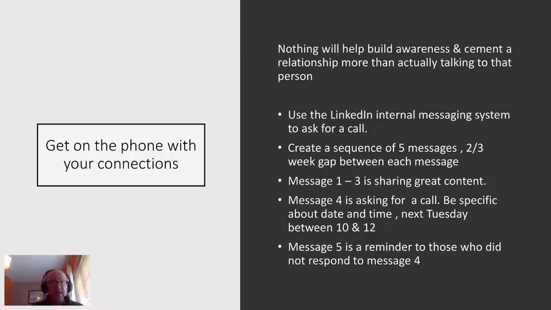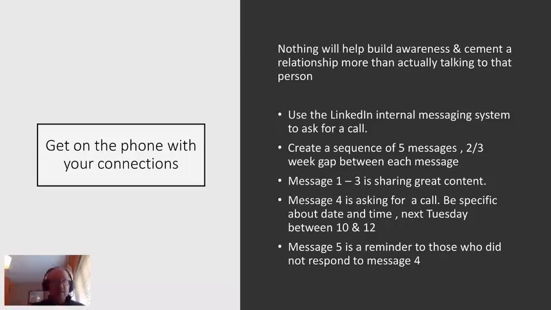What we do then is use that internal messaging system to send out 5 messages with 2 to 3 weeks in between. Typically messages 1 to 3 will be much like the content we're sharing into people's news feeds. It's just bringing more value to the table, drawing people's attention to a really good blog post or a really good video on a topic. Messages 1, 2, and 3 are just bringing more value. It's really when we get into messages 4 and 5 that we actually ask for a phone call.